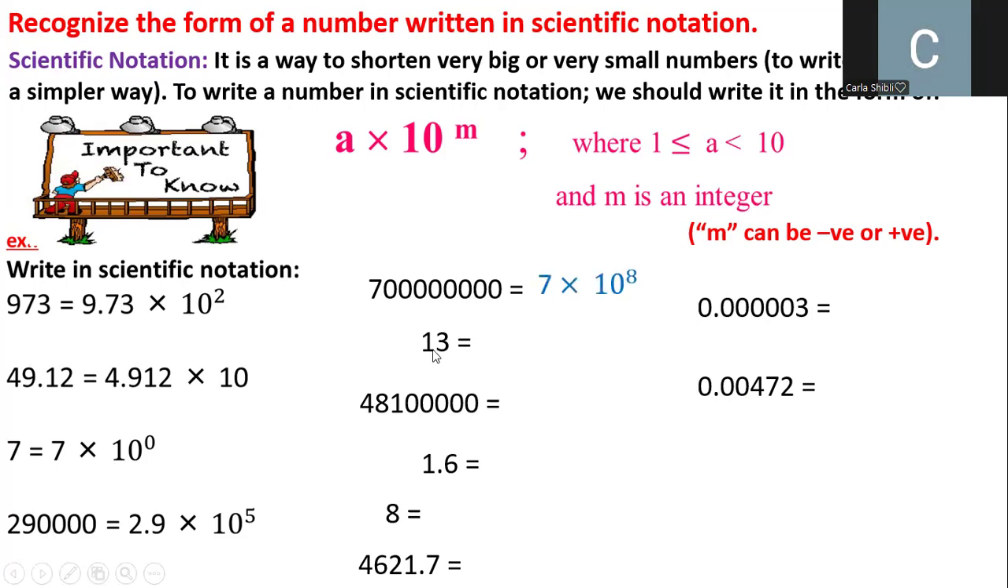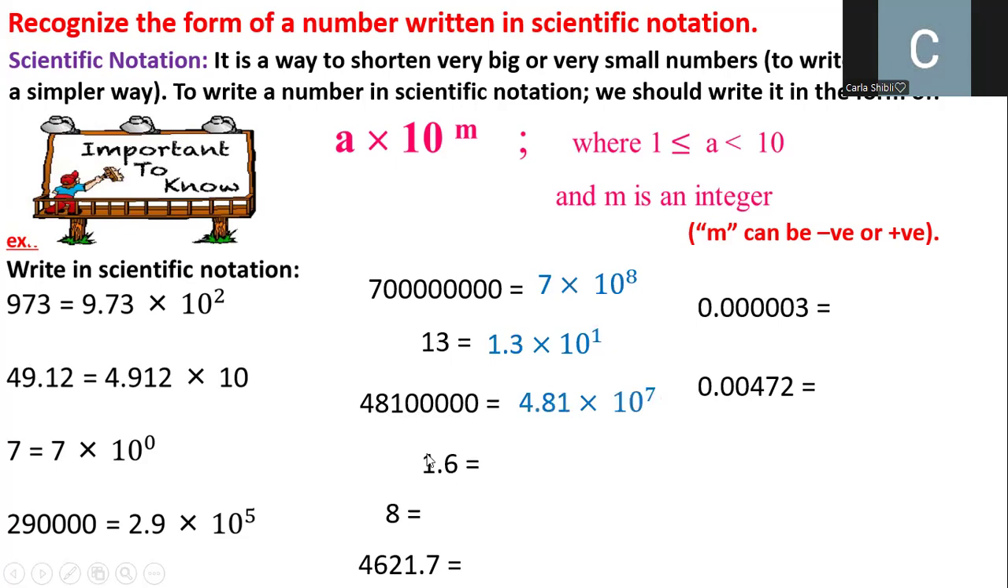Is 13 a number between 1 and 10? No. Let's make it. It should be 1.3 times. I moved it 1 digit. So 1.3 times 10 to the power 1. Is this number between 1 and 10? No, let's make it, the point should be written 4.81. How did I move it? 1, 2, 3, 4, 5, 6, 7. So 4.81 times 10 to the power 7.